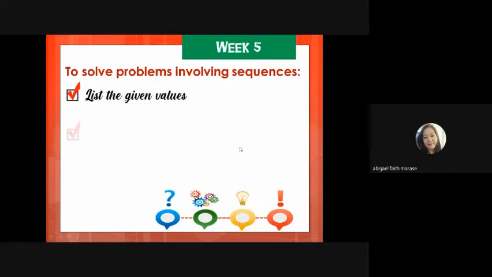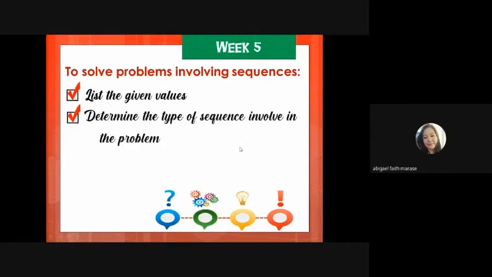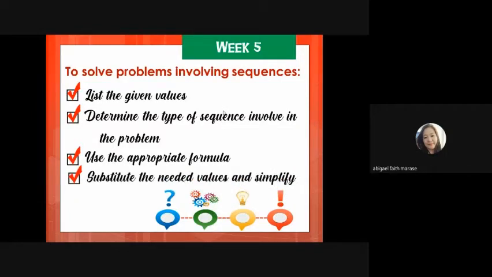First, list the given values. Second, determine the type of sequence involved in the problem based on the given values. Third, use the appropriate formula needed for the problem. And lastly, substitute the needed values and simplify. Okay, let's try the first problem.